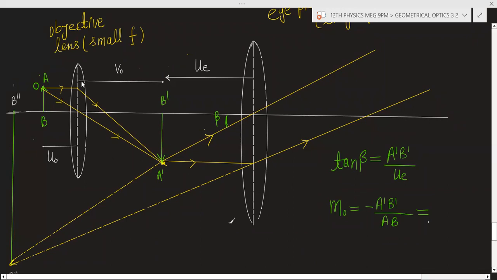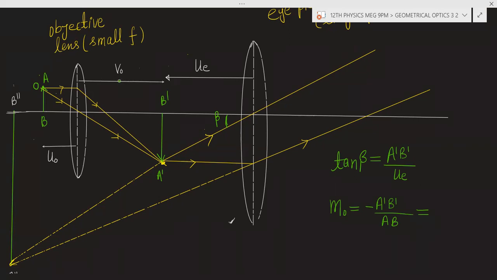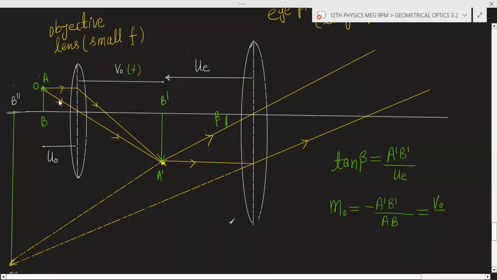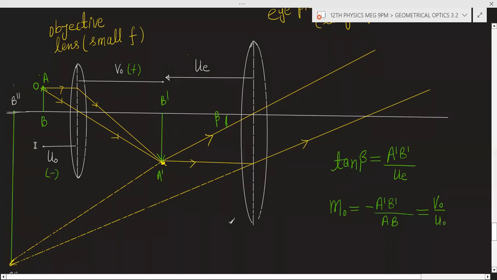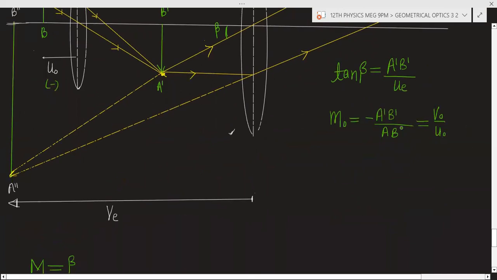So image distance is in the direction of the incident light, so image distance will be taken as positive. It will be V naught. And object distance, we will take negative because this is in this direction. So this will be negative, equal to U naught. Now from here we can calculate minus A dash B dash, and we will put A dash B dash here, we will get tan beta.